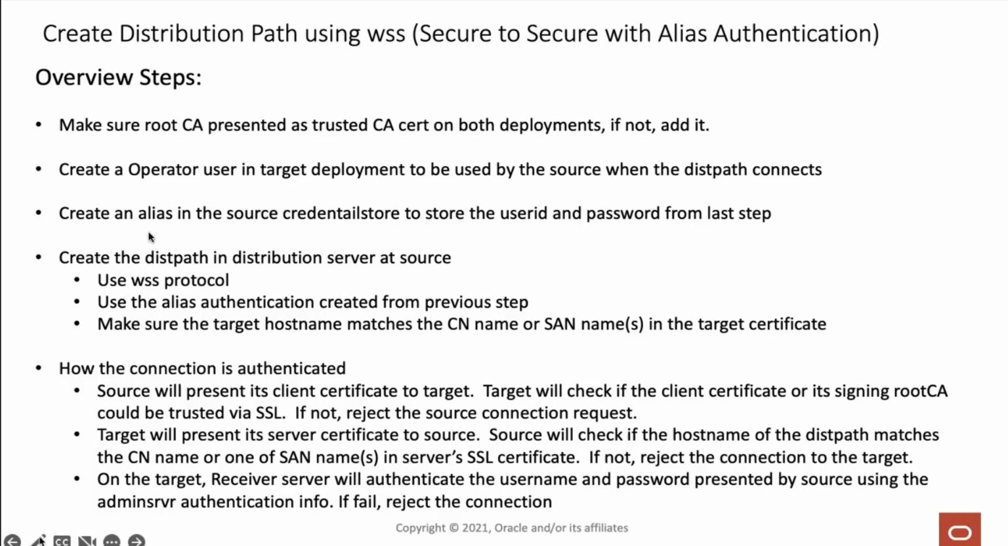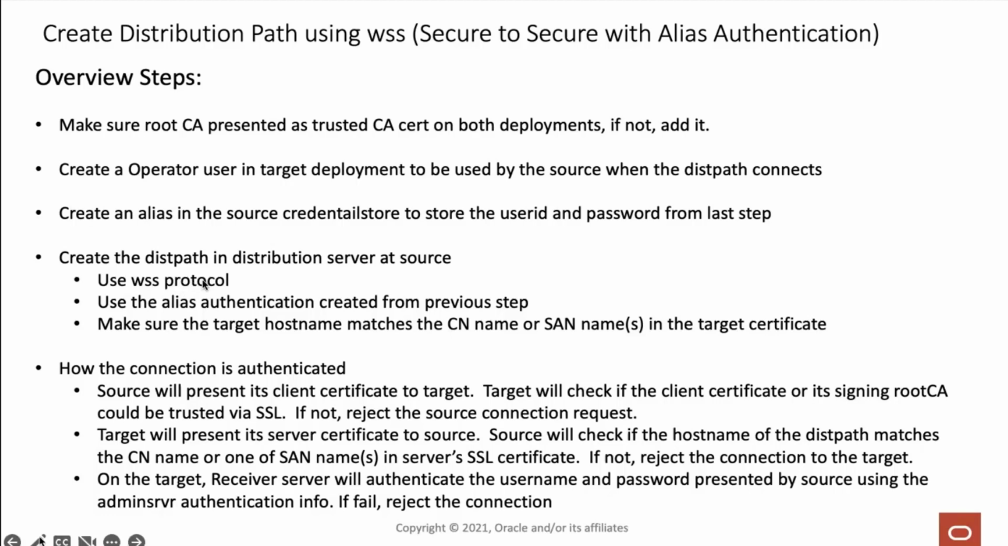And the third step is you have to create an alias on the source, because on the source, you do not want to put the user ID and password in plain text into the distribution path. Instead, you will refer to an alias, which is almost like connecting to a database. You have the credential store, you create an alias, and then you store that user ID and password under the alias. So when you create the distribution path, use this alias to pass the user ID and the password to the target.